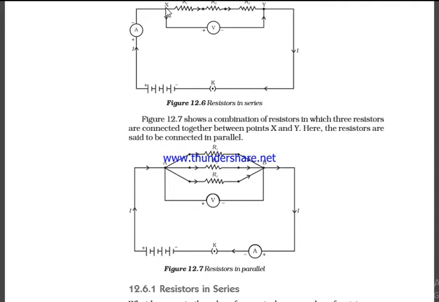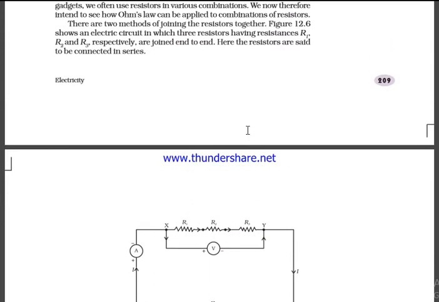Here you can see, across this series combination of resistors in the gap X and Y, we are connecting a voltmeter. Also, we discussed that there are 2 terminals for the voltmeter. The positive terminal is connected to the positive terminal of the battery, and this is the same for the ammeter also. The positive terminal of the ammeter is connected to the positive terminal of the battery. The negative terminal is connected through the key to the negative terminal of the battery. Remember that. These are the 2 types of combination.